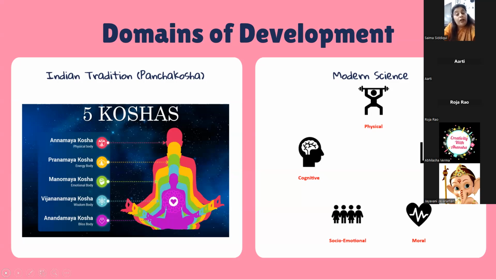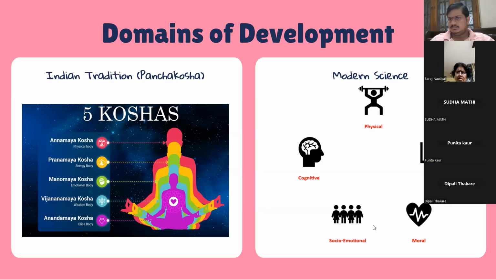The next is cognitive development. This relates to Vijnanamaya Kosha, that is intellect, focusing on the intellectual engagement of the child, the problem solving capacity of the child, the critical thinking, how the child is able to think critically, and how the child is able to take informed decisions.